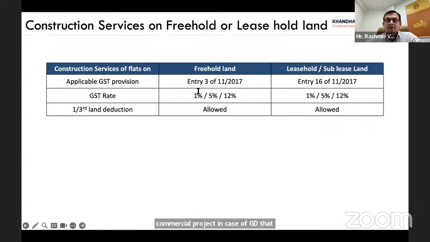Very good content. Oh, thank you very much. What is the GST implication on rent paid by the developer to the unit holder in case of redevelopment? This is, I think, we have discussed already.